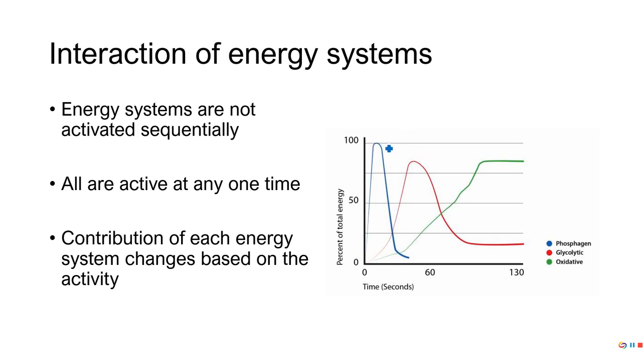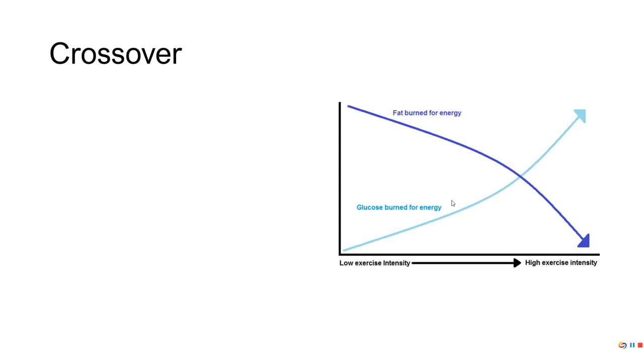Okay, and so really at the beginning here, there's a tiny bit of glycolytic and tiny bit of oxidative, but it's essentially the ATP PCR. Okay, even during intense or long duration intense exercise, oxidative is 80%. Okay, but we're still getting stuff from glycolytic, and we will still be getting a tiny, maybe negligible, but the ATP PCR system will still be active. And so this is related to the crossover effect.